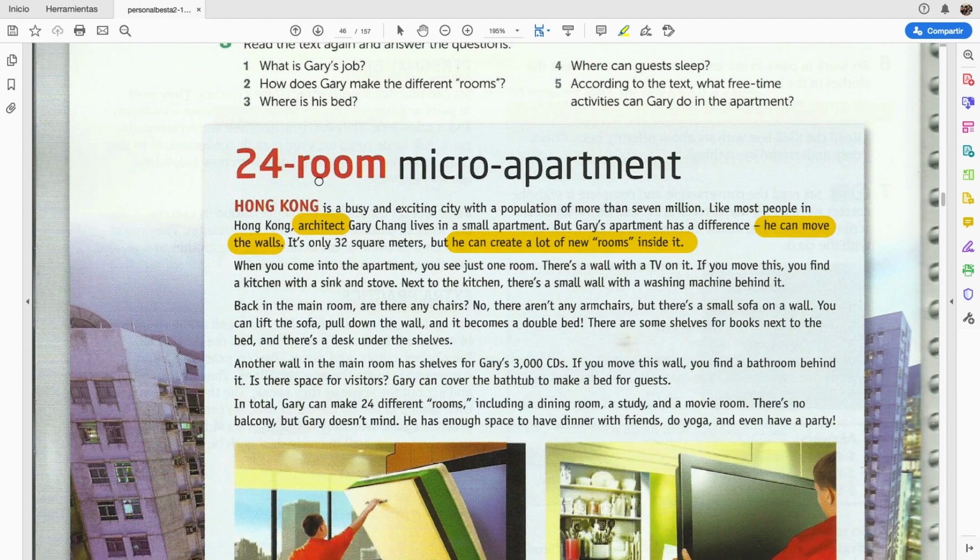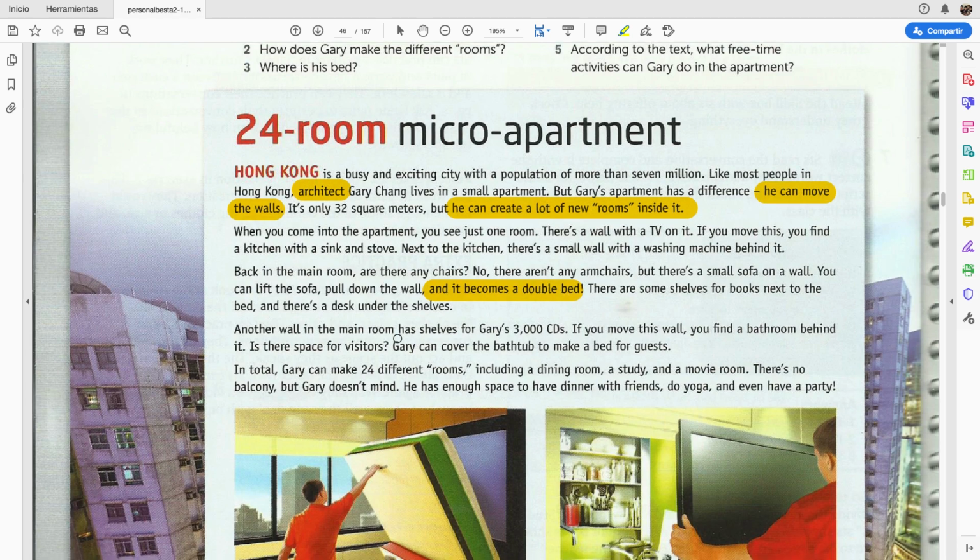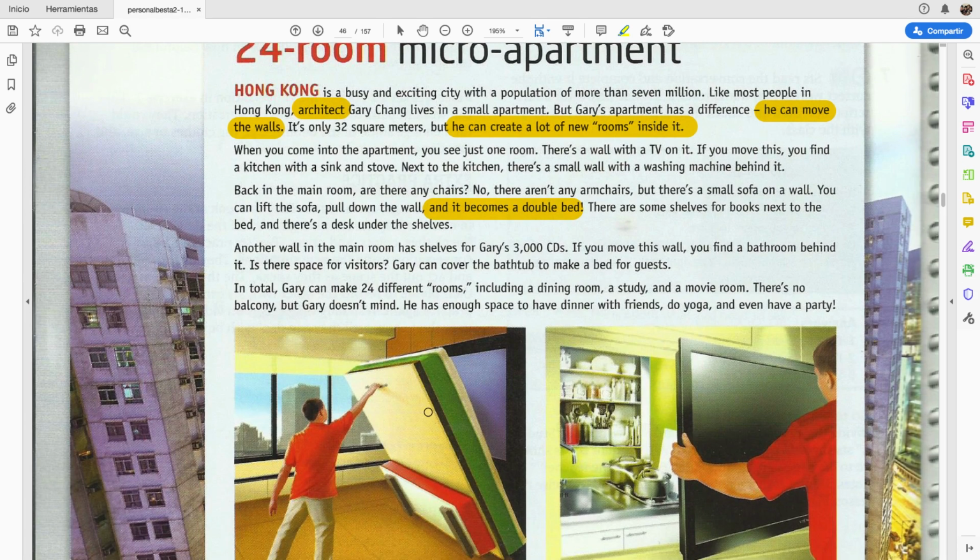Number 3, where's his bed? When you come into the apartment, you see only one room. You find a kitchen. Back in the main room, there are chairs and the sofa. You can lift the sofa, pull down the wall, and it becomes a bed. Interesting. So maybe during the day, there's a sofa, and when he has to sleep, he pulls down the wall, and it becomes a double bed, a big bed for him.